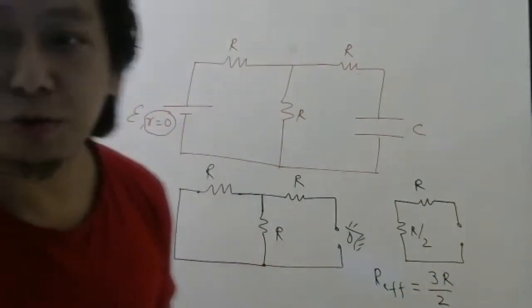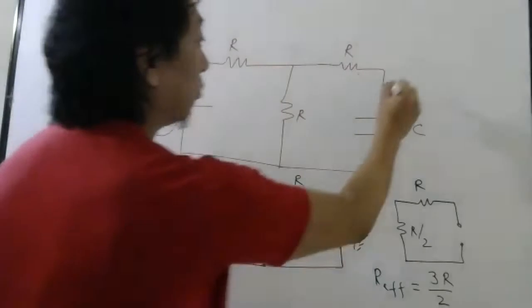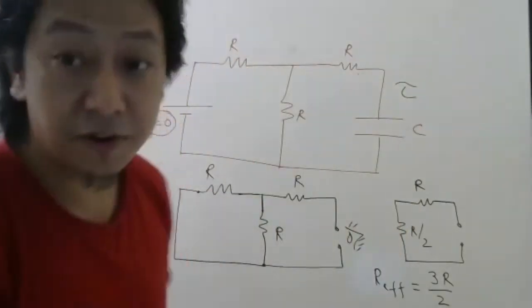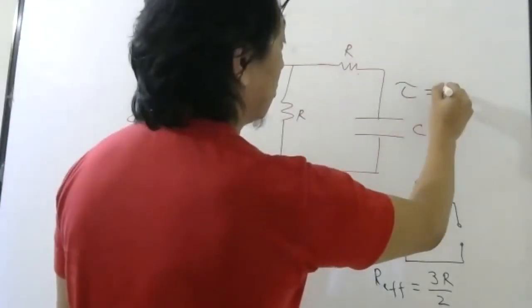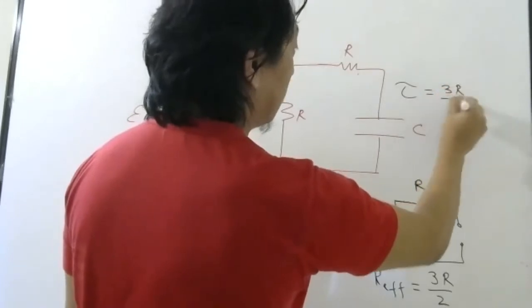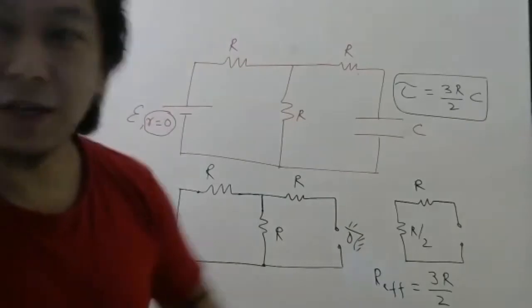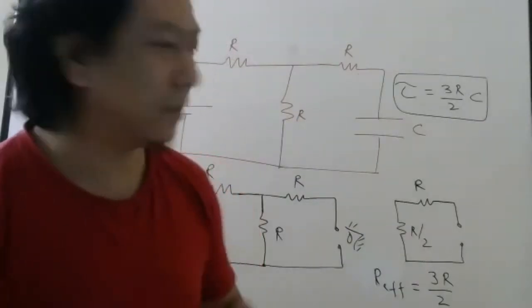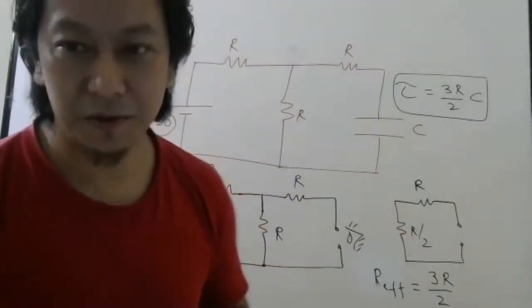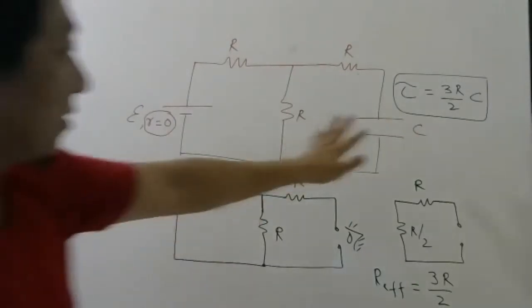Okay, so this is how you should find R effective, which you will use in the formula of time constant. So it will be now 3R by 2 into C. Once you know the time constant, then you can find charge at time t, voltage at time t, anything you can do. Okay, students? So try to remember this.